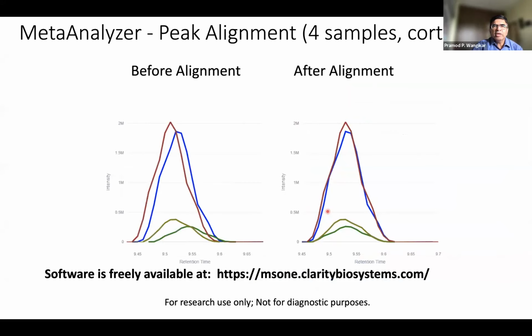The next step is peak alignment. So the left hand side is before alignment and right hand side is after alignment. So this is an important step. This has to be done using certain algorithms between two files, between a reference list of peaks versus the peaks in a file, and so on.